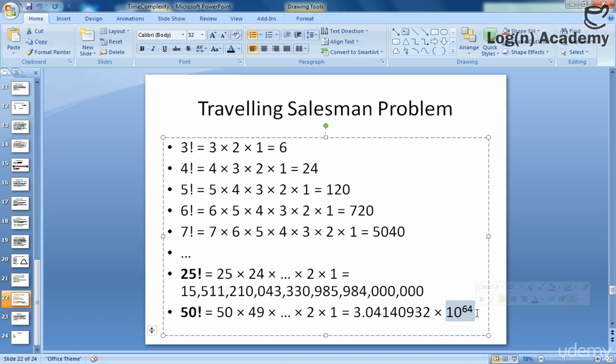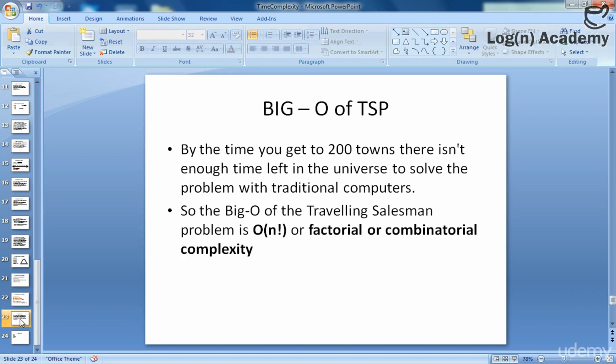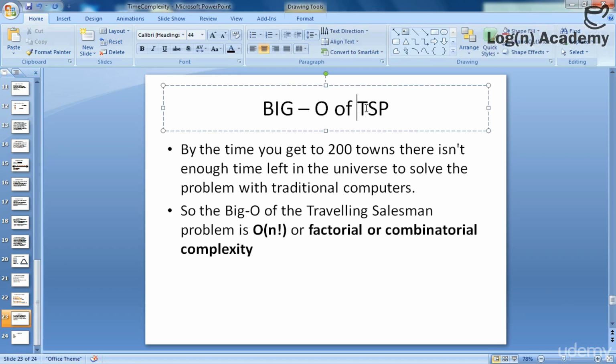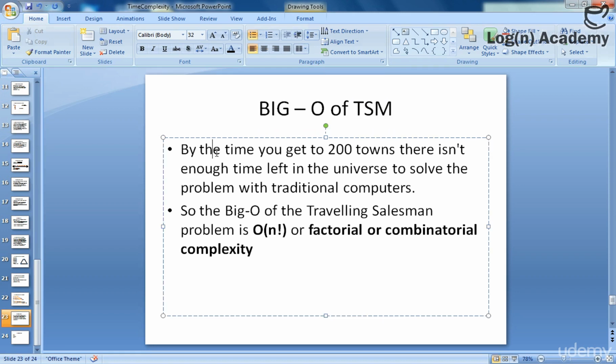It's too big, right? So the big O of TSP, the traveling salesman problem. By the time you get to 200 towns, there isn't enough time left in the universe to solve the problem with traditional computers. You cannot solve this problem with traditional computers with 200 towns. So the big O of the traveling salesman problem is n factorial, or you can say factorial complexity, or combinatorial complexity.